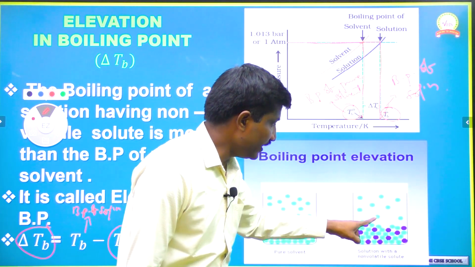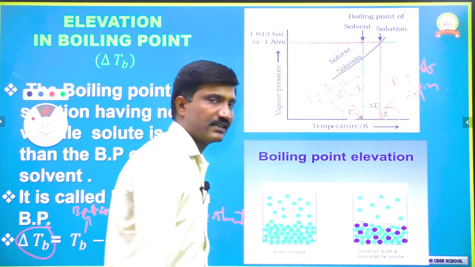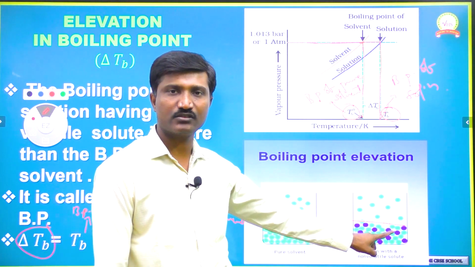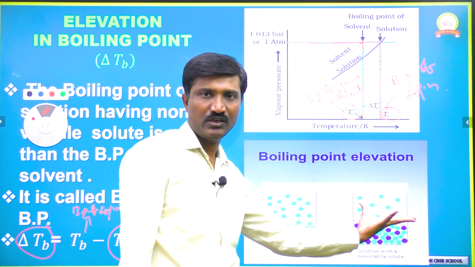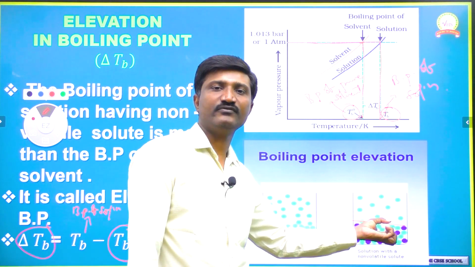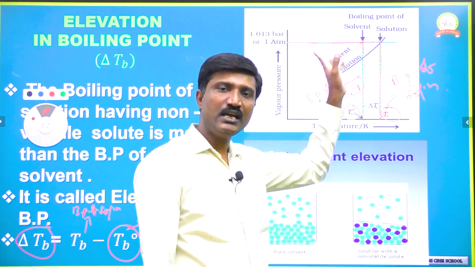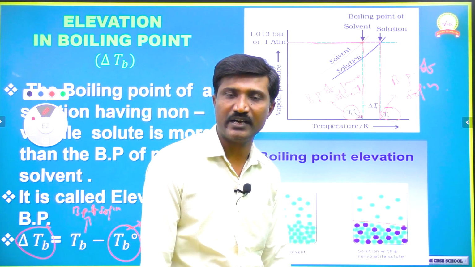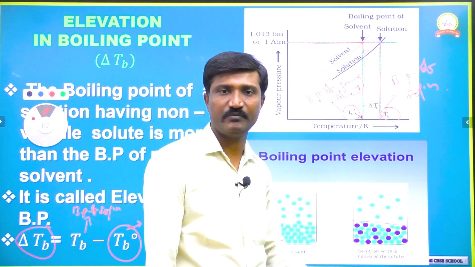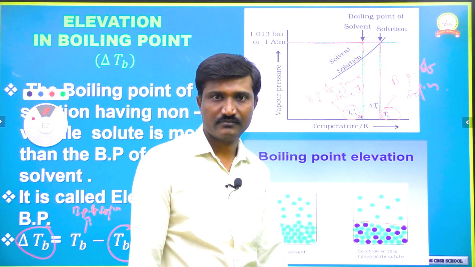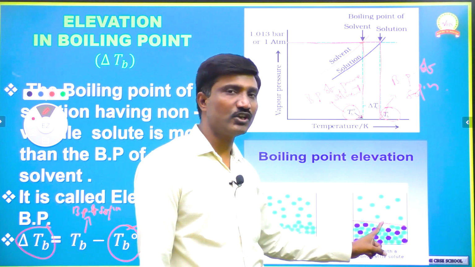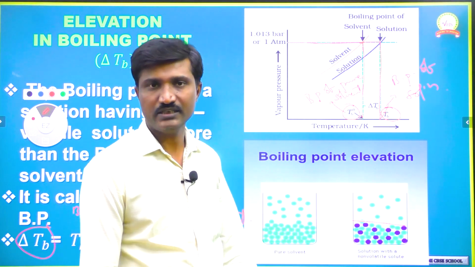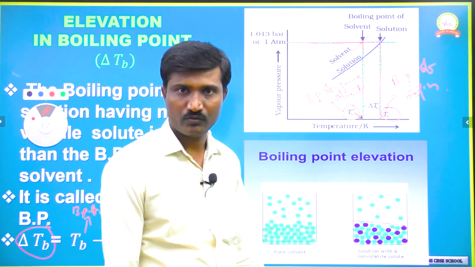If more solute particles are present on the surface, then the number of solvent molecules decreases. So we have to increase the temperature further to equalize the vapor pressure of the liquid in this solution to the atmospheric pressure. So the boiling point depends on the number of particles on the surface of the solution. If the number of solute particles is more, then the boiling point of that solution is more, so the elevation in boiling point is more.